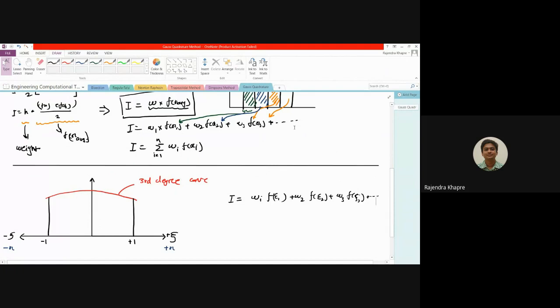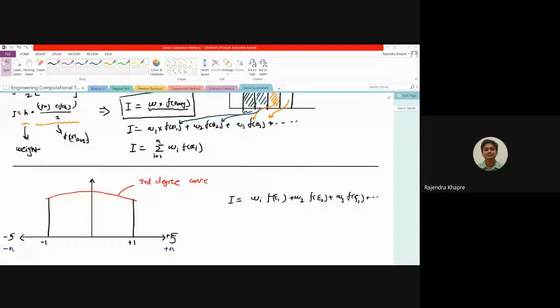So this is f of xi1 multiplied by w1, f of xi2 w2, then f of xi3 and w3. Okay, is it okay till here? Okay? Yes students, okay. So now this xi1, xi2, xi3, xi4, and so on, are called integration points. Okay, so what mathematicians have done is some calculations, and accordingly they have developed these equations.